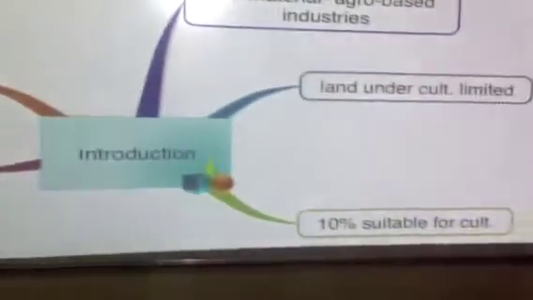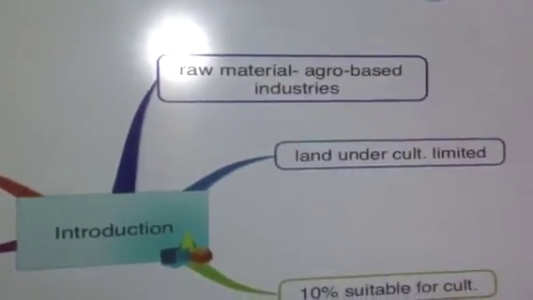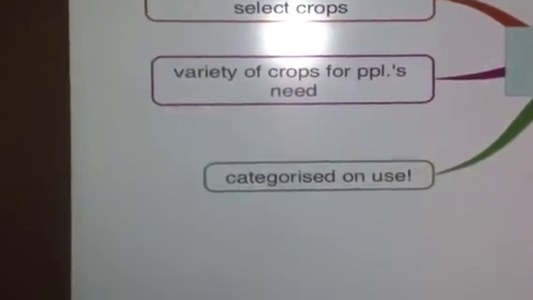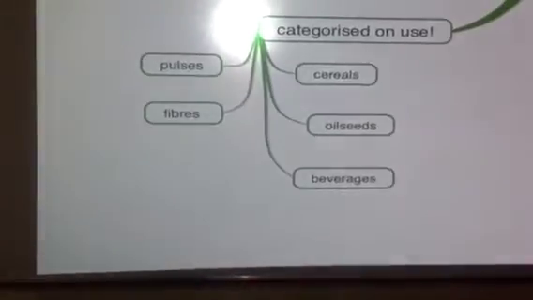A variety of crops are there to meet the needs of the rapidly increasing population of our world. Crops also provide raw materials for agro-based industries. Crops are categorized on the basis of their use. They are categorized into cereals, pulses, oilseeds, fibers and beverages.